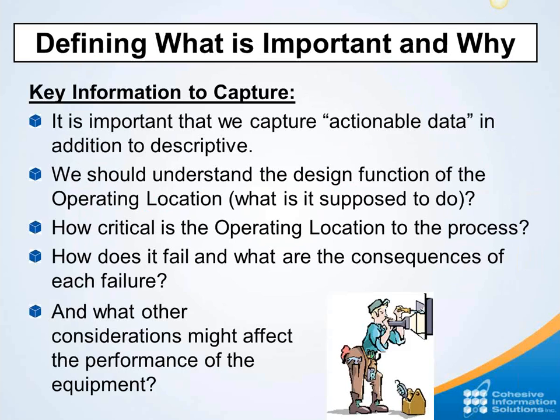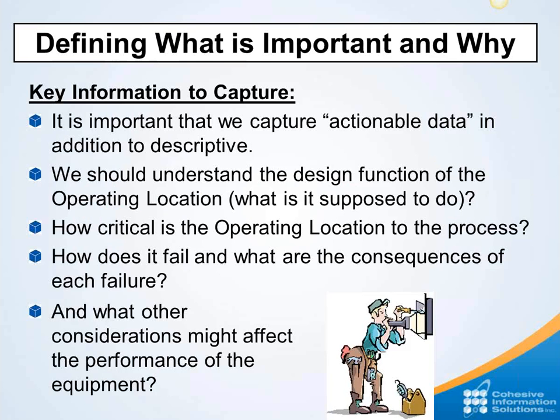When we looked at the operating location, we said, what information do we need to capture? So we wanted to capture what the design function of the operating location is. What is it supposed to do in the process if it's meeting its design requirements? How critical is that operating location to the process? In that case, we tried to keep it somewhat simple, so we've only identified 3 levels of criticality so far as being critical, important, and run to failure. Being a standard domain in Maximo, you could add as many as you need.